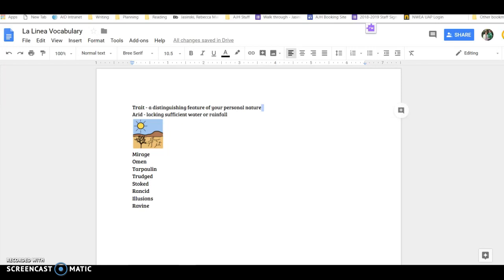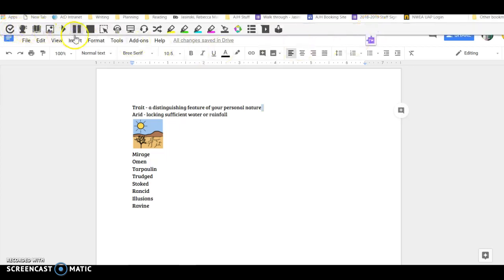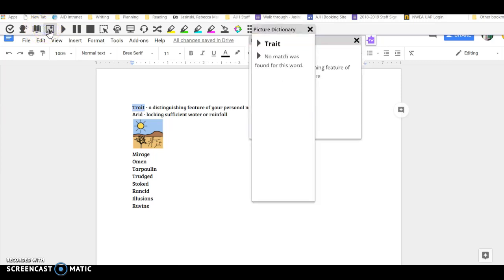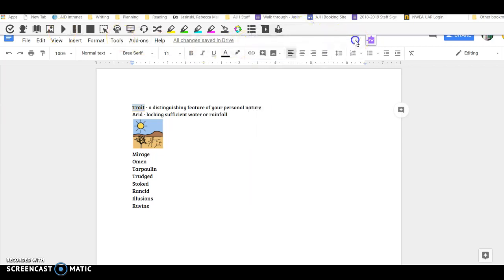So vocabulary, having visual vocabulary, having word walls. So I'm going to show you, I have some words from the novel that we're reading, and I am going to click my little Read and Write, and up here it has all these wonderful little functions. So if I highlight the word trait, and that's the dictionary, and here's the visual, so it doesn't always have a picture dictionary, okay? So, but I did get the definition.